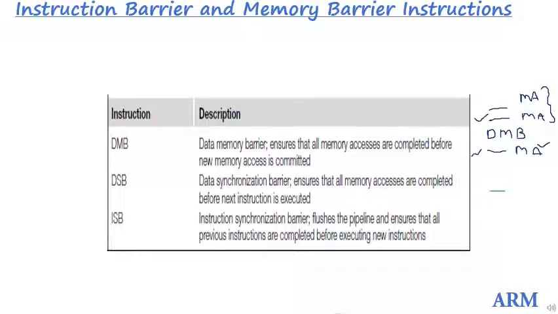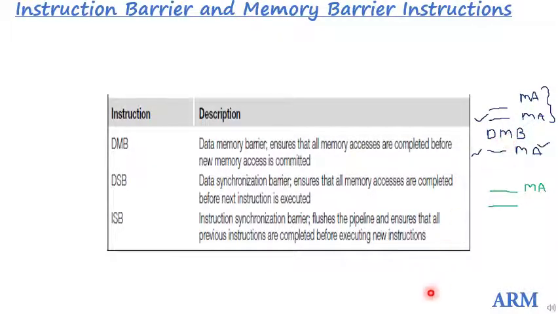In DMB, in my example, the scenario should be that the first two instructions are memory access instructions and the third instruction is also a memory access instruction. In that case, when the third instruction requires the first two instructions to be completed, then between the second and the third instruction, we will place a DMB.